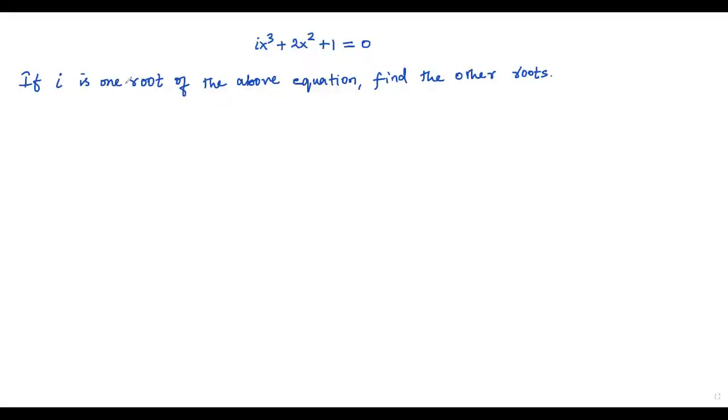We have an algebra 2 problem. There is an equation given over here: i times x to the third power plus 2x squared plus 1 equals 0. If i is one root of the above equation, find the other roots.